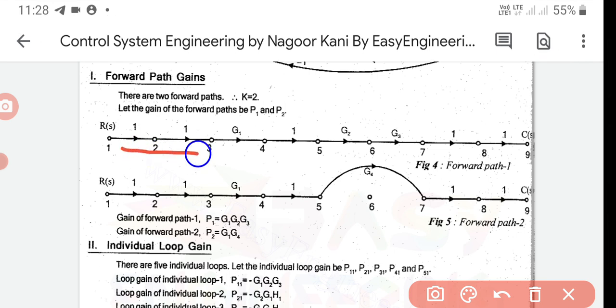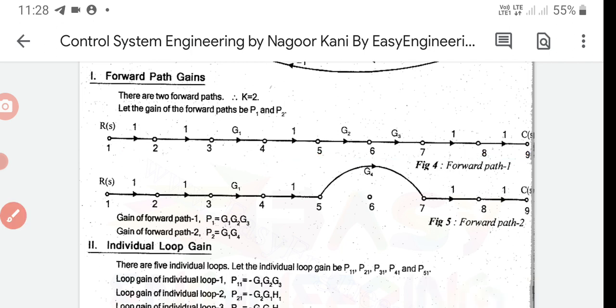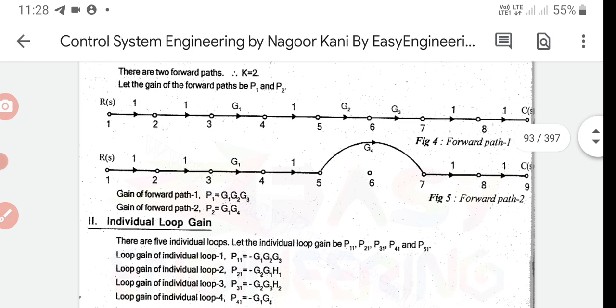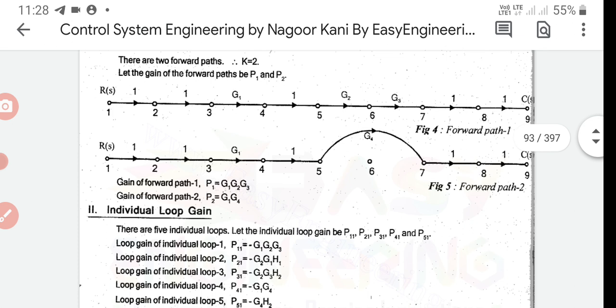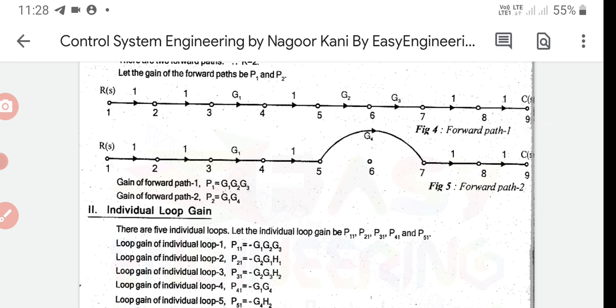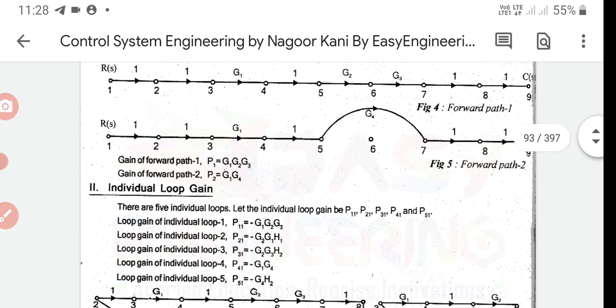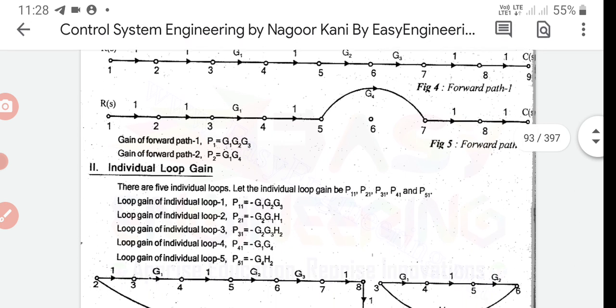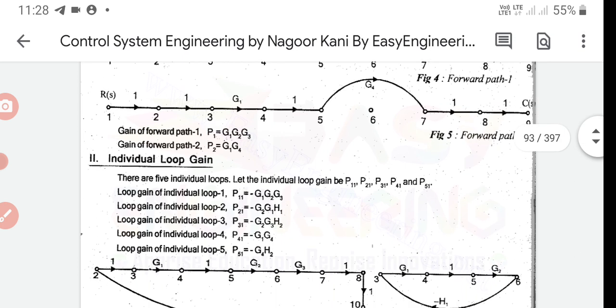So on the above arrow mark you have the gain values. Multiply all these gain values, and you will get the final gain value, that is represented as P1. Now for the gain of forward path P2, what is the value? 1 into G1 into 1 into G4 into 1 into 1. So it is nothing but G1, G4. P2 is G1, G4.